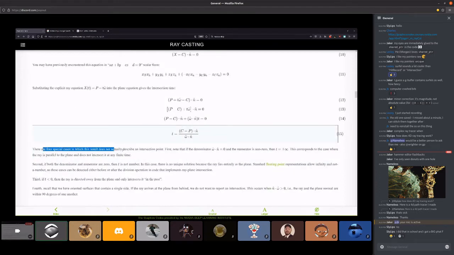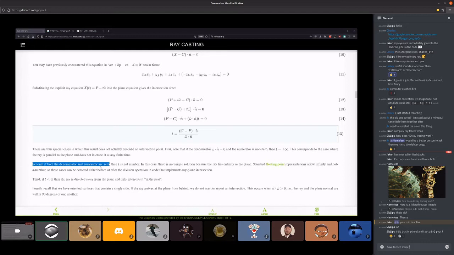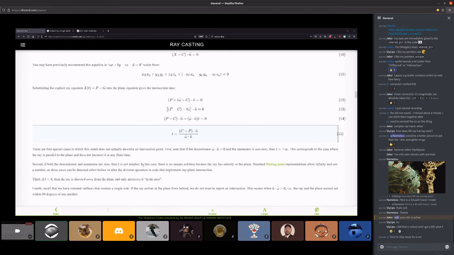Okay, there are special cases. If the denominator is zero and the numerator is non-zero, the ray is parallel to the plane. If the denominator and numerator are both zero, then T is not a number. Just like how infinity is not a regular number, T is not a number is also not a number. Yeah, okay.